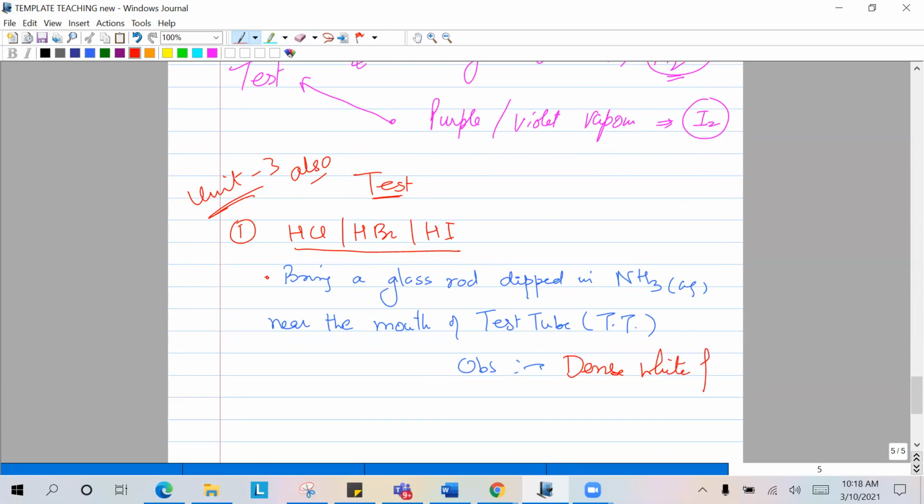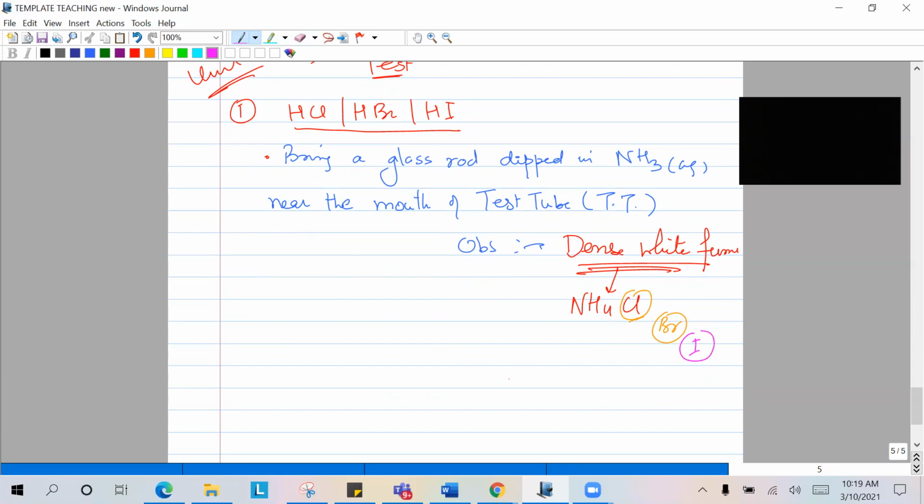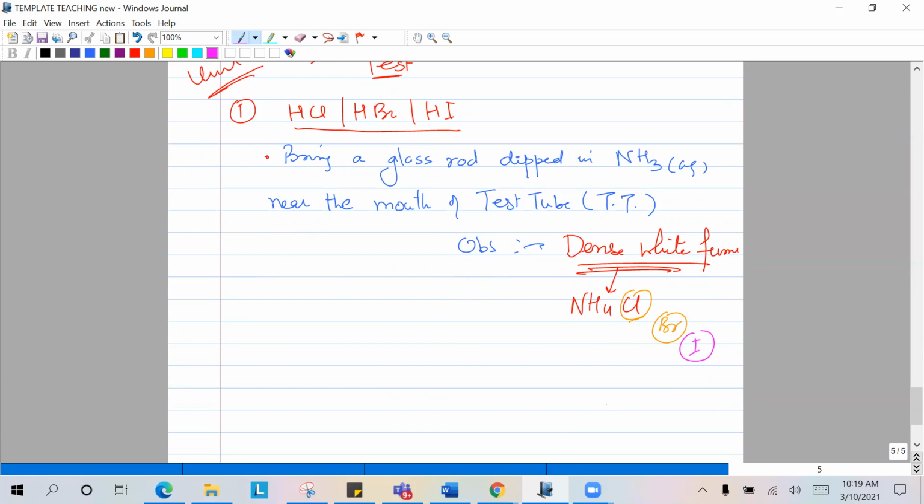So you have to write dense white fumes. This dense white fume is ammonium chloride, or if it was bromide, then instead of chloride you would have a bromide, or instead of bromide you could have an iodide, depending on what you have. But all of them will provide the dense white fume. So this is something important.